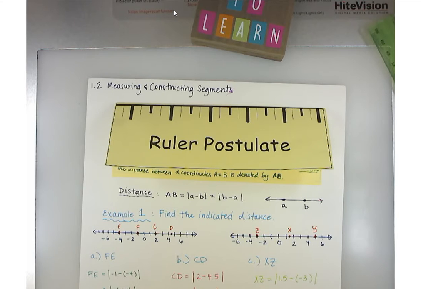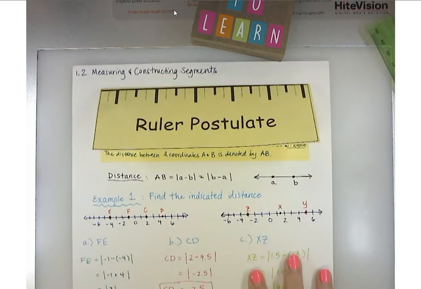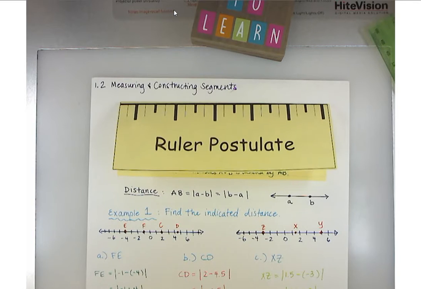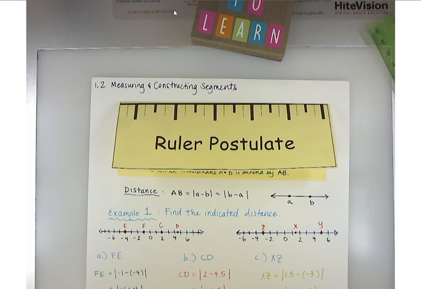Okay, so today we are starting 1.2, which is measuring and constructing segments. And then you guys should have already glued down your ruler postulate. If you haven't, you can take a second and do it now.